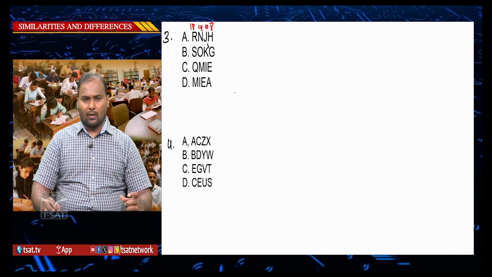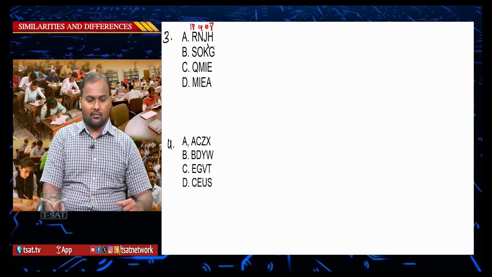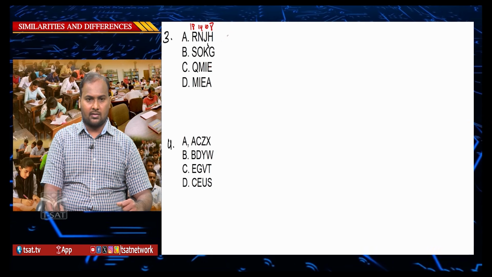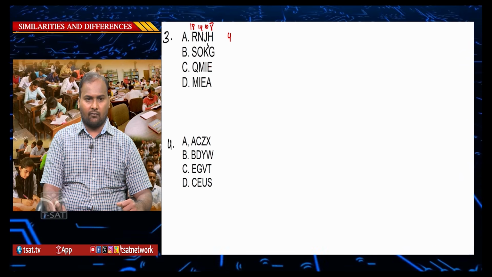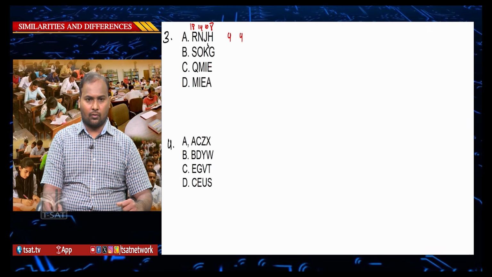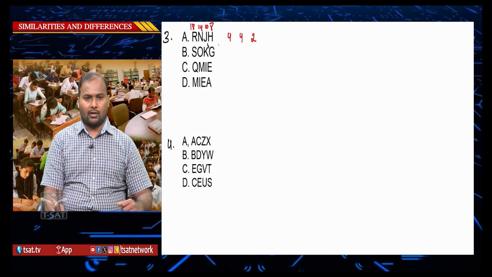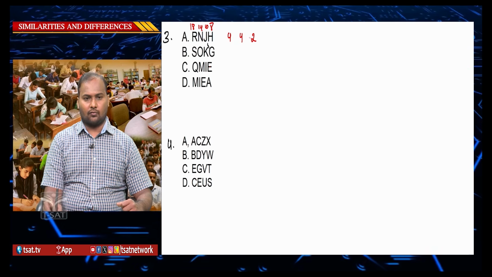We know that. Once you know this, see the difference. What is the difference I can see between R and N? The difference between R and N is 4. In the same way, N and J is also 4. But the difference between J and H is only 2. Right? So the difference is 4, 4, 2.